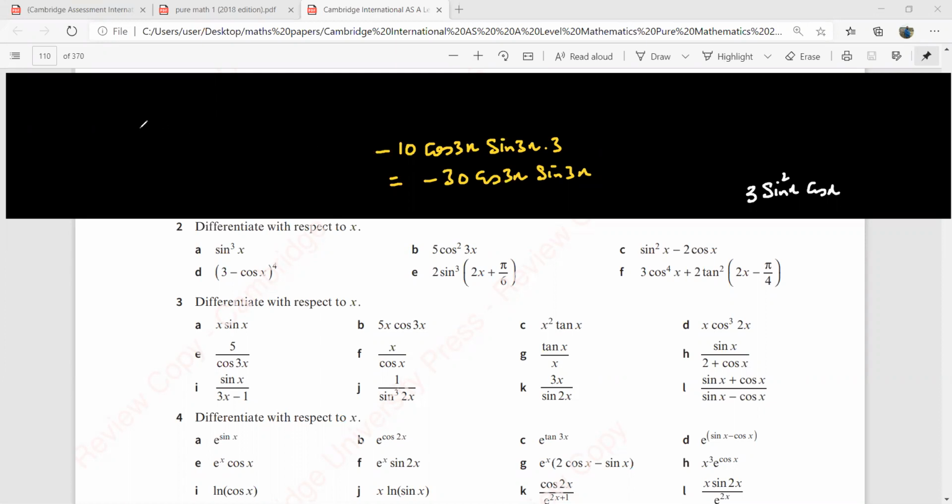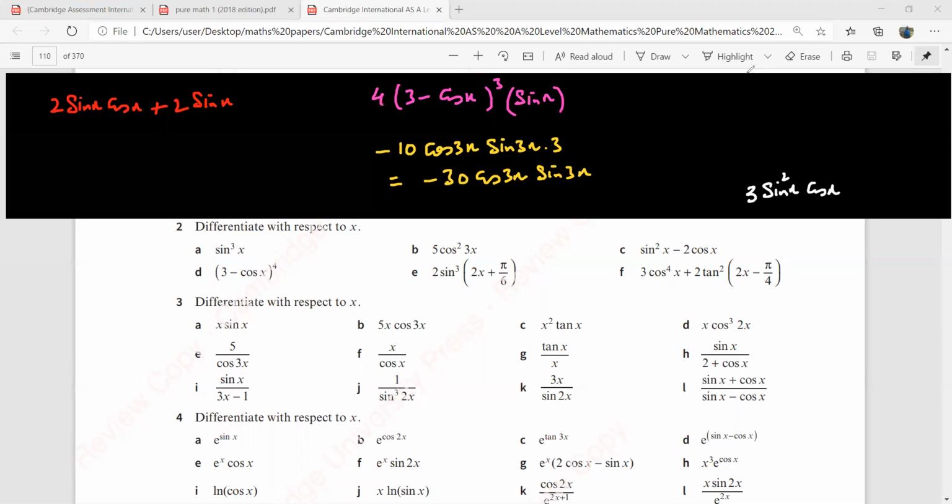Then you have the c part. It is sine square x minus 2 cos x. Now the derivative of sine square x is going to be 2 sine x cos x, and then you have plus 2 sine x. Now the d part should not be a problem for you. This is quite simple. This is 4 into 3 minus cos x raised to power 3 into the derivative of 3 minus cos x, which is sine x. That's it.